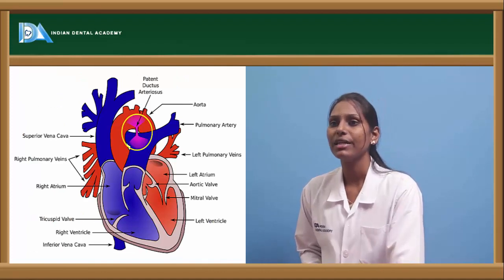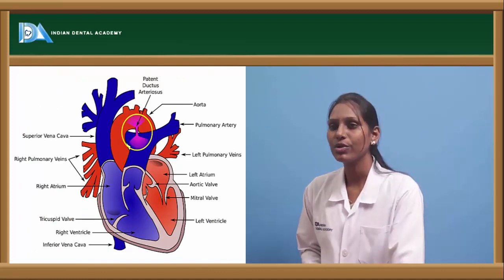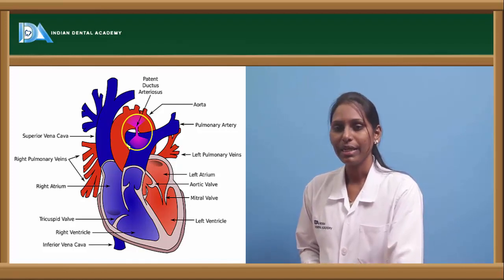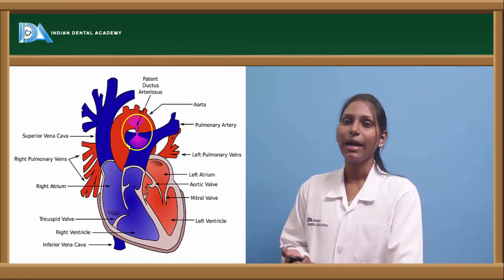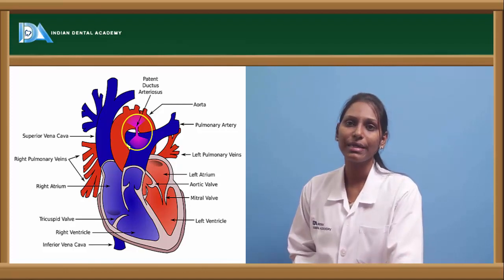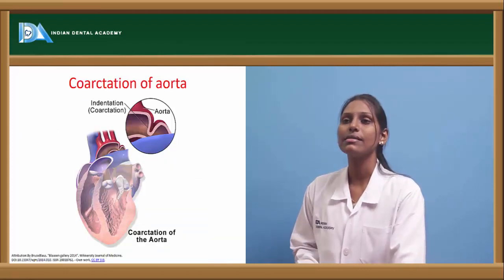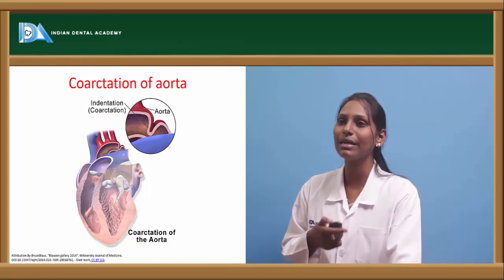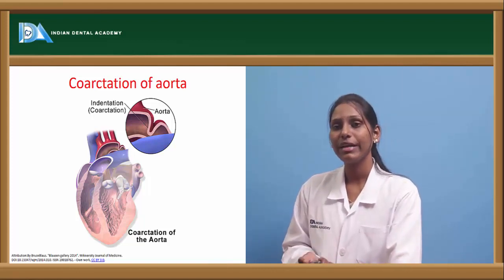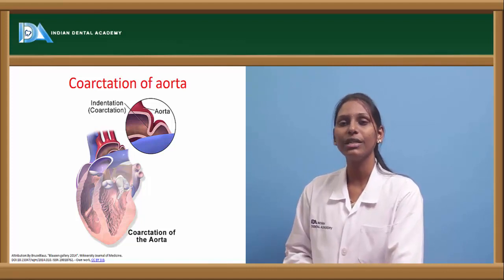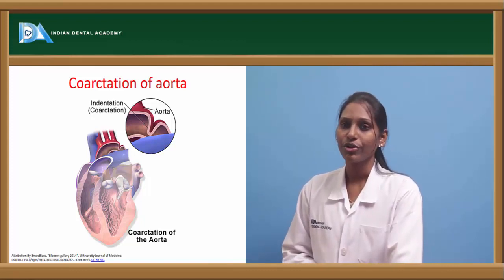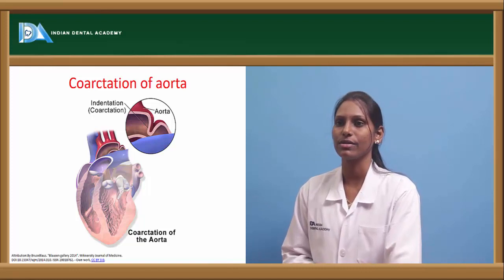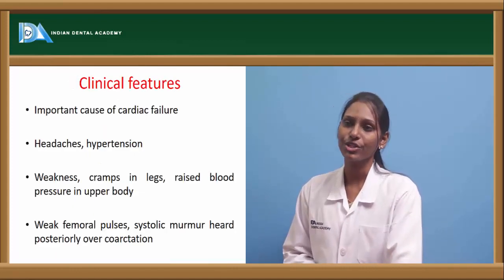So there is a picture clearly showing patent ductus arteriosus, where there is a direct connection between your pulmonary artery and the aorta. This is called patent ductus arteriosus. And this is the coarctation of aorta, where we can see an indentation. Coarctation is nothing but an indentation where there is failure in proper development of the aorta after closing of your ductus arteriosus. This is called coarctation of aorta.